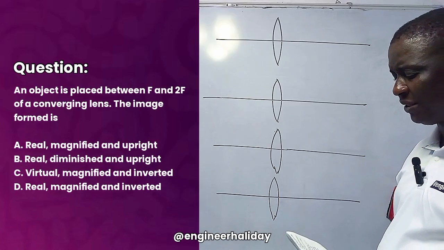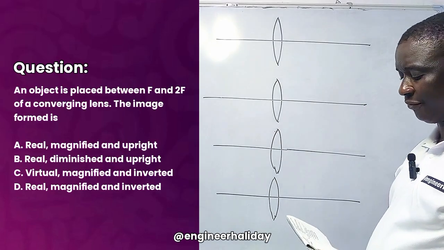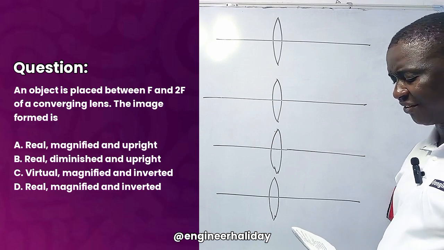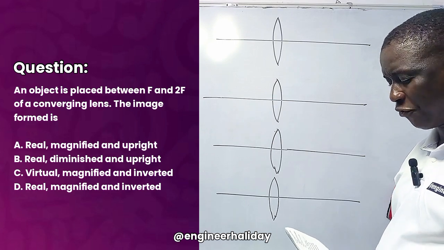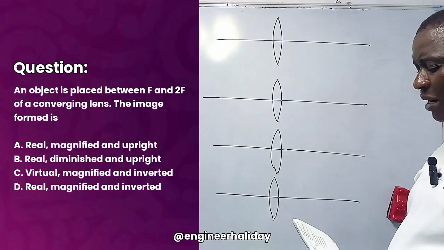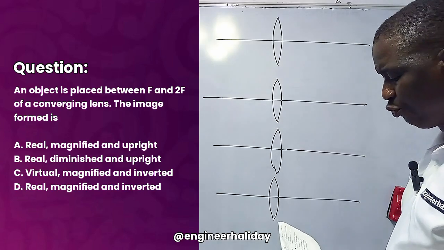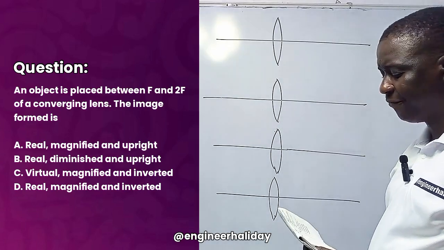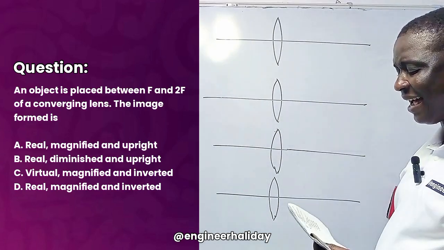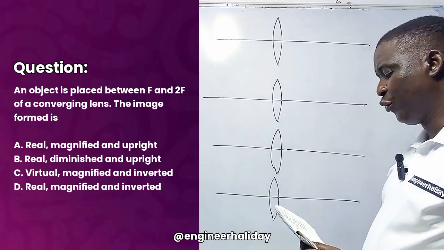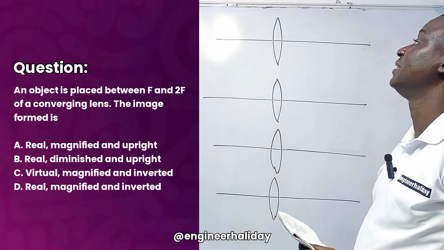An object is placed between F and 2F of a converging lens. The image formed is: A, real, magnified, and upright. B, real, diminished, and upright. C, virtual, magnified, and inverted. D, real, magnified, and inverted.